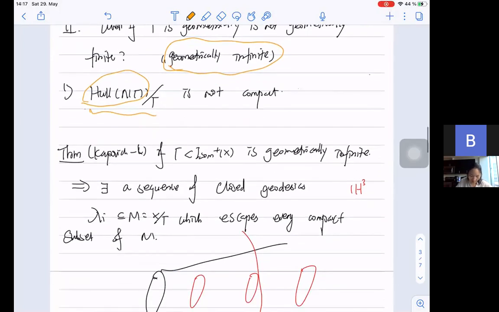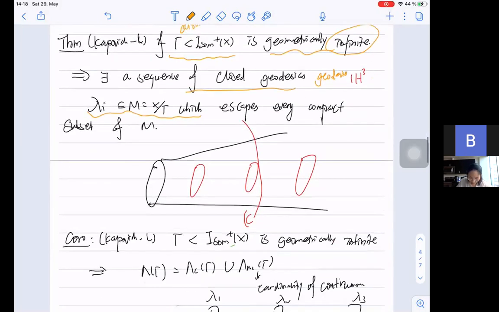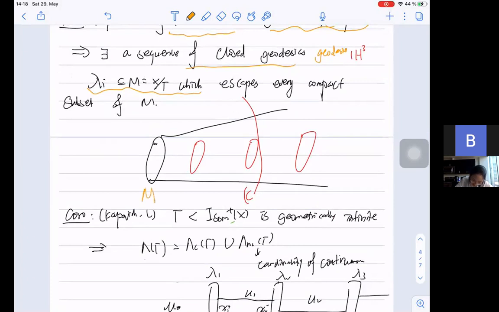So with the joint work of Karpovich, we prove that if gamma is a discrete isometry group of X, and if this group is geometrically infinite, then there exists a sequence of closed geodesics lambda i, which are inside the quotient manifold M, and they escape every compact subset of M. What does that mean? So this is the quotient manifold, the quotient of X by the group action gamma. And in all this talk, I assume gamma is torsion free, so you don't need to worry about the quotient orbifold. You just consider the quotient as a manifold.